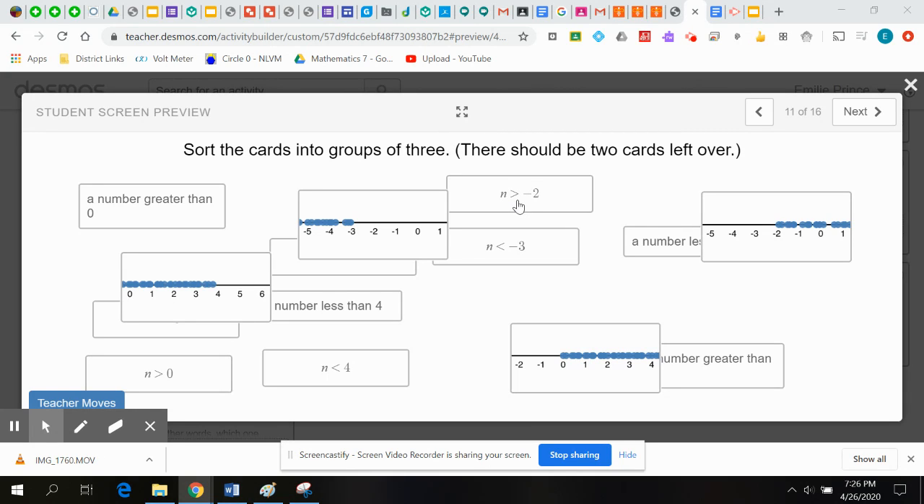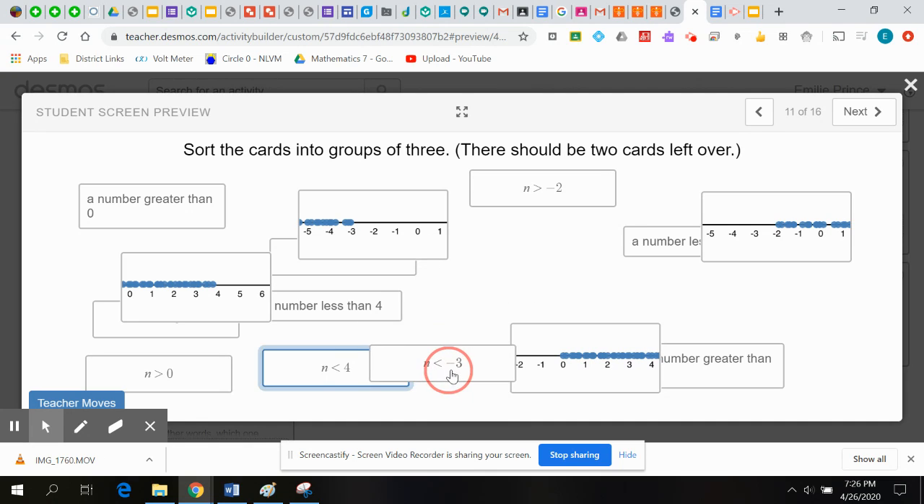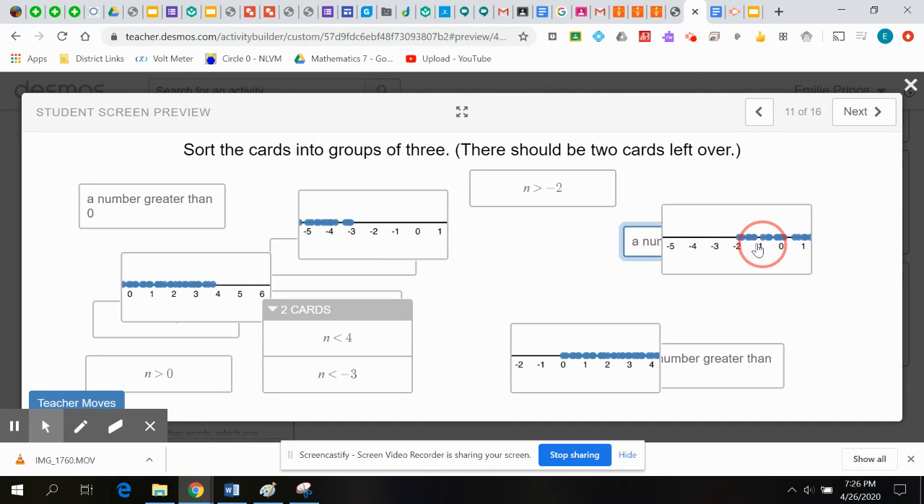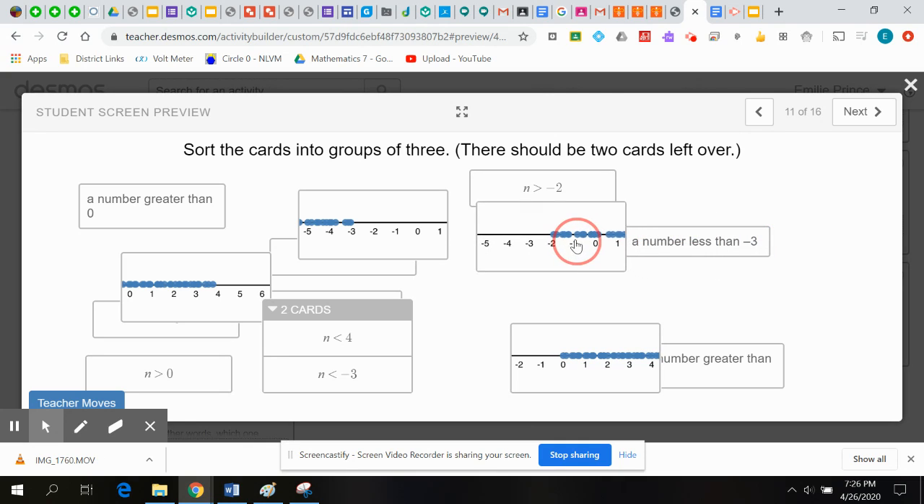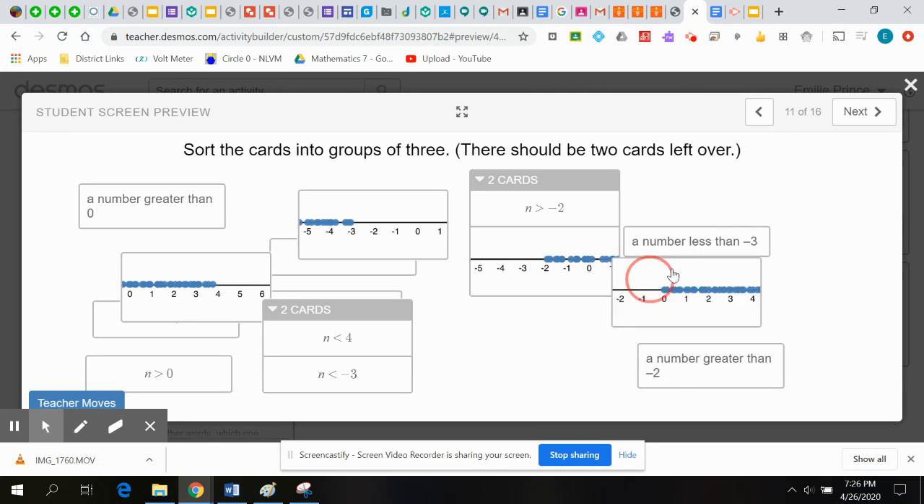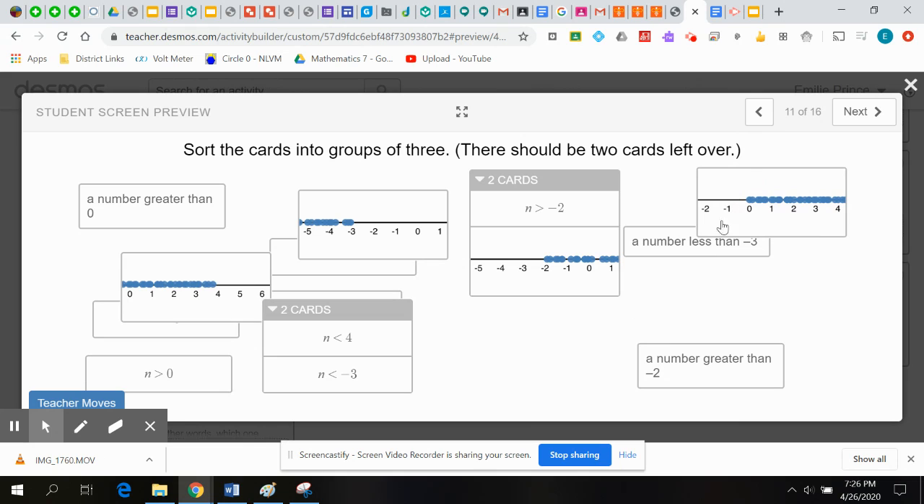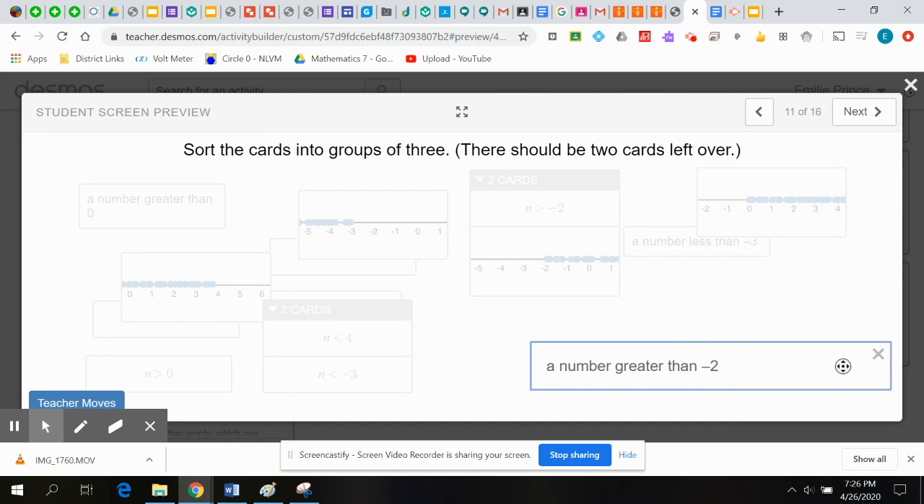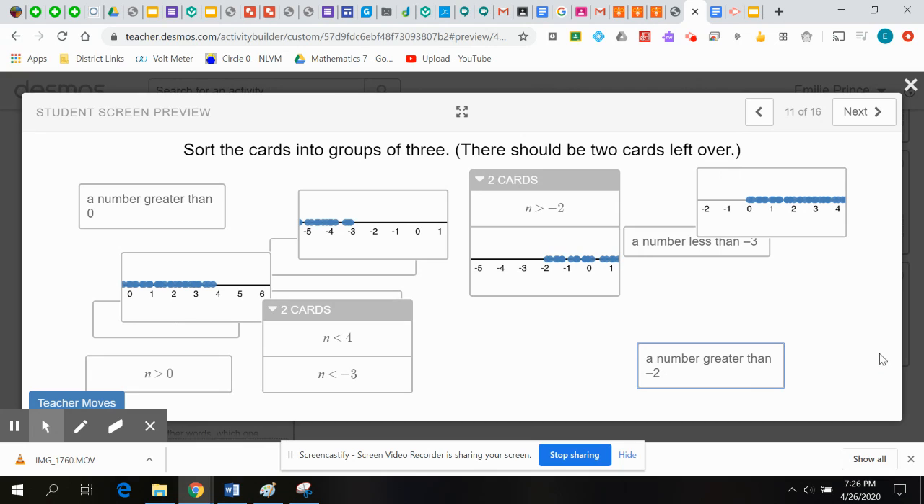N is greater than -2. So is there a number line that says numbers that are greater than -2? These will be shaded. This one looks like numbers greater than -2. If you scroll up, you see how this back one highlighted? That means they're going to link together. Is there wording that says numbers that are greater than -2? This says numbers greater than -2. So if we come up here, it'll highlight and they all link together.